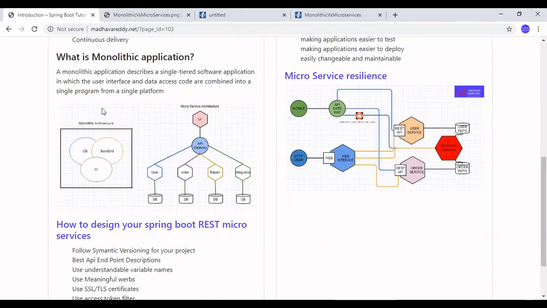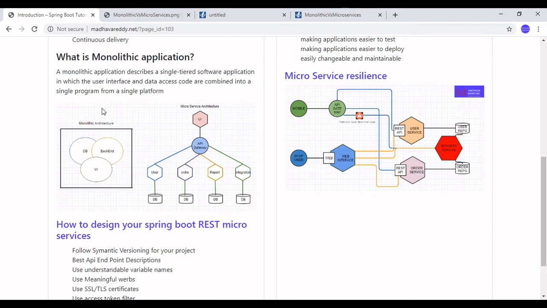What is a monolithic application? A monolithic application is a single program on a single platform. It's simple. That means we are combining database, backend and UI all together as a single unit, and we are deploying it as a single unit. What are the advantages? In a single shot we deploy, and the whole application is in a single box, and if you log into that one box you can solve the problems.